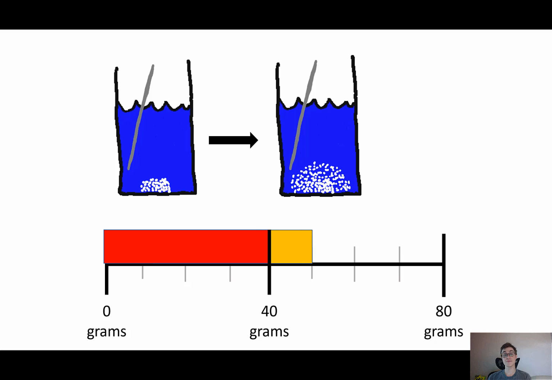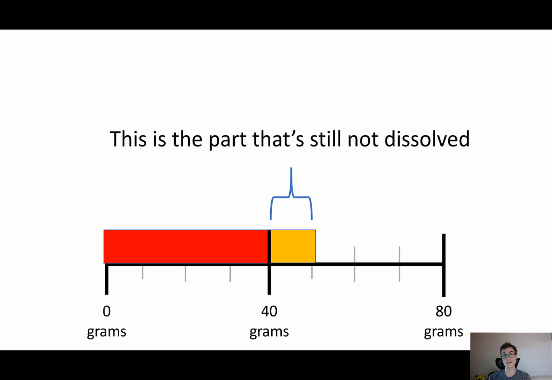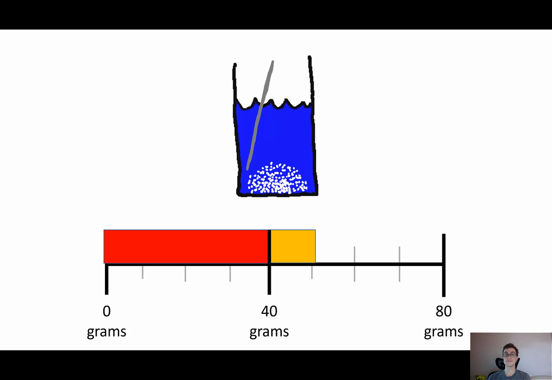And I'm going to graphically represent it like this. This is the part that's dissolved in the water, and then this is the part that's still not dissolved because it's above the maximum. It's solid, that's why it's a different color. See?